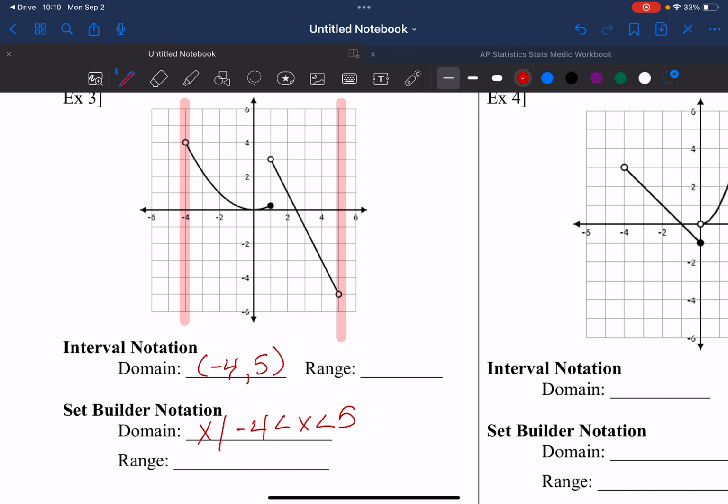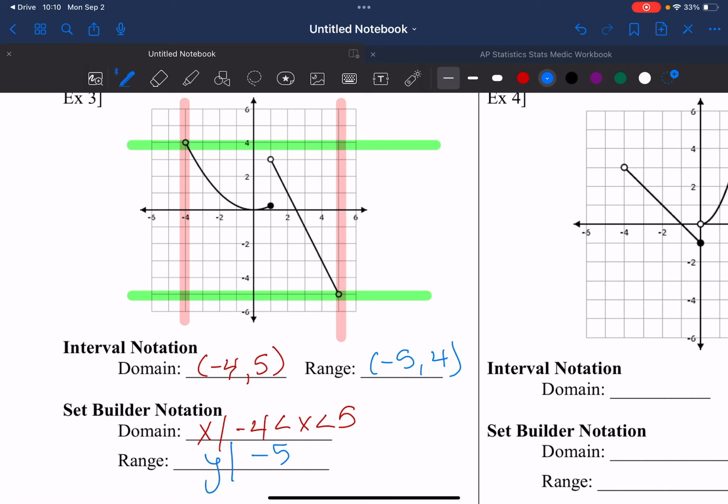Doing range now, looking top to bottom, notice that it stops there at -5 and then goes all the way up to 4. Again, these are open circles, so that means it is parentheses. So we do -5 comma 4, parentheses on both. And that means our y value is between those two values: y such that -5 is less than y less than 4.